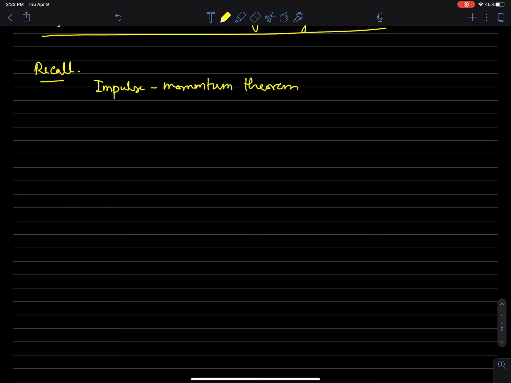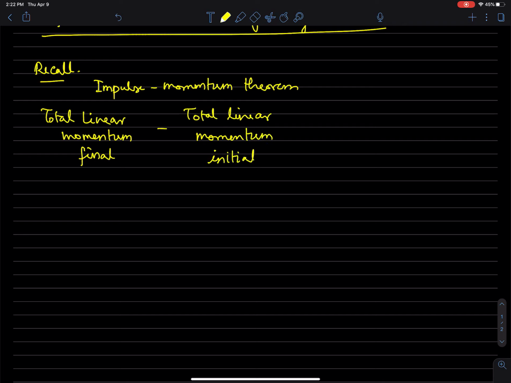Which says total linear momentum final minus total linear momentum initial equals the integral from t1 to t2, t initial to t final, however long it is between final and initial, of the sum of all forces on the system times dt.